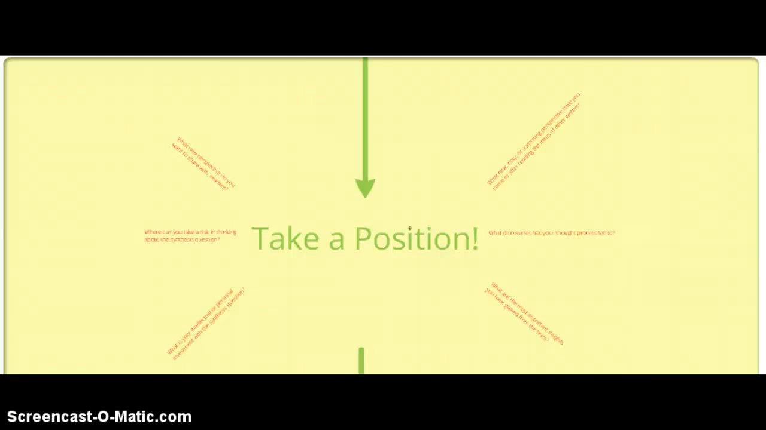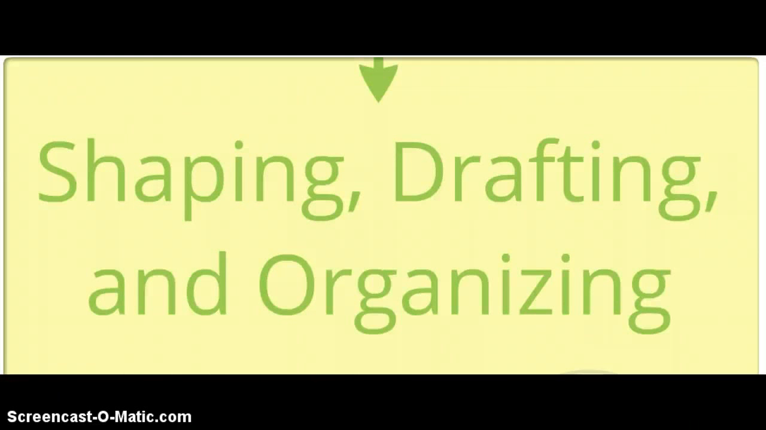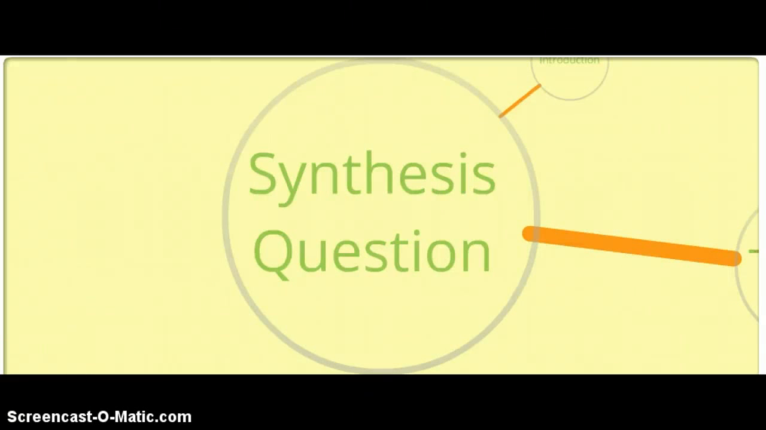Once you've taken a position, it's time to begin shaping, drafting, and organizing. You'll need to include a summary of the texts you'll be discussing, an analysis of each of those texts, and a synthesis of your own ideas based on those texts as well. Start with an introduction that hooks the reader's attention and also presents the synthesis question that will drive your analysis and synthesis of the texts. This should be based on the texts themselves as well as your own independent thinking.